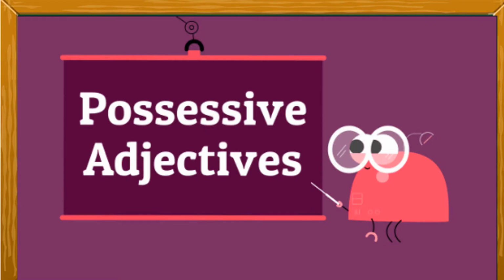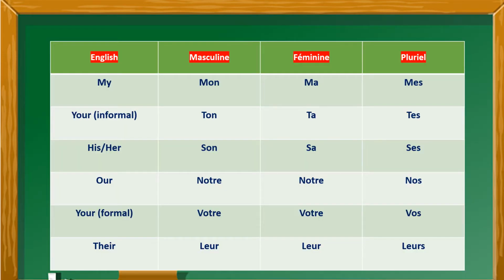Today we will be learning a new topic, that is the possessive adjective, or in another way we can call it adjective possessive. It's quite similar to English grammar, but there are certain rules that we have to follow and they are really important in your French grammar. So let's begin. In English, we use simply my, your, his, her, our, your or their.